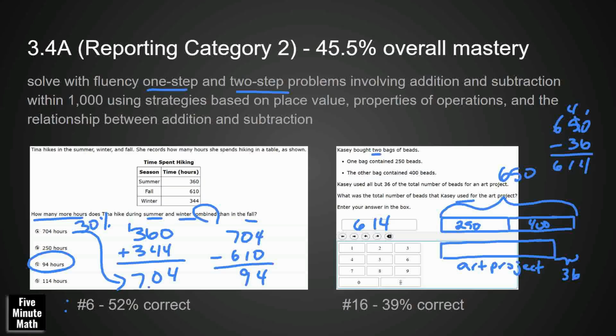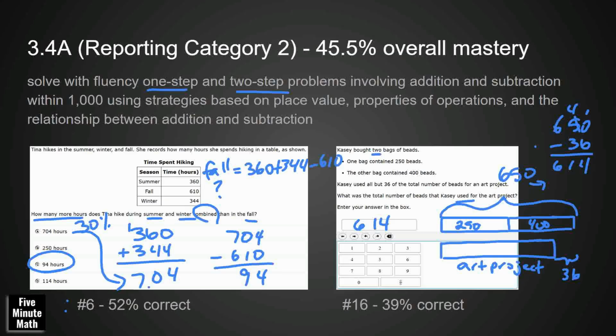And I did this first equation kind of in my head, 650, but then I did the second equation right here. And sometimes in upper grades, we will need to solve for something, and we might say that this missing amount, this fall, might be a question mark, and we have to combine it, right? So we might do like 360 plus 344 minus 610.